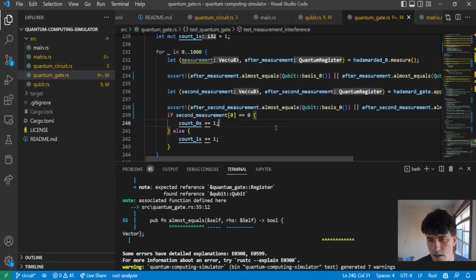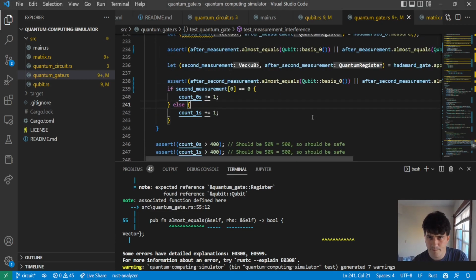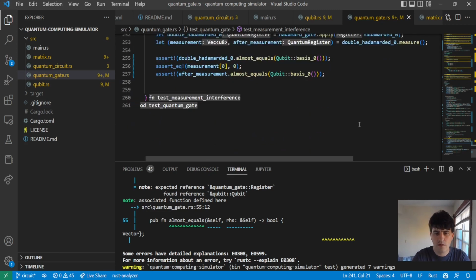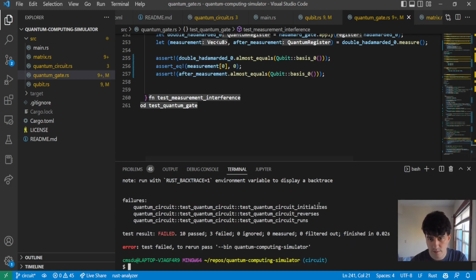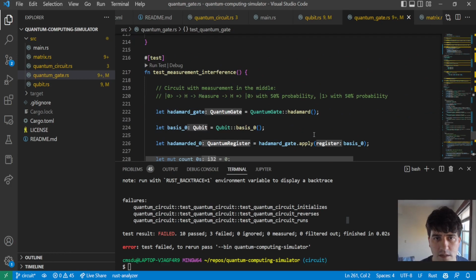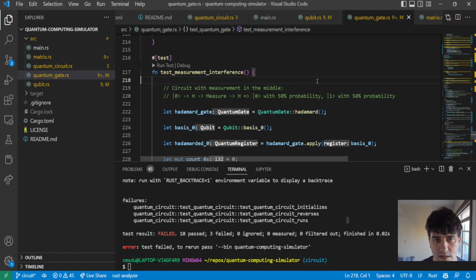Okay. And looks like we're compiling now. So let's cargo test and see how we did. Okay, so our Hadamard gate test, or our measurement interference test, is working again now. So we've successfully generalized quantum gates.